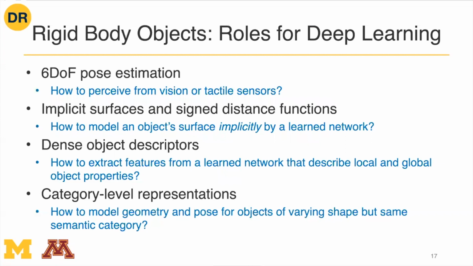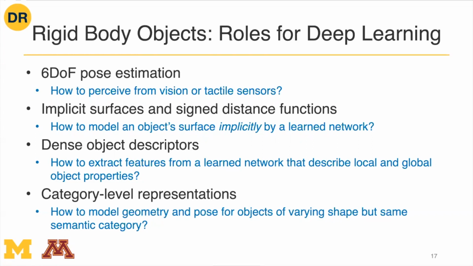So potentially we could, as we've already actually seen, estimate the 6 degree of freedom pose for some rigid body object. So the question here might be, how do we perceive from some visual input or tactile input where these objects are existing within the scene? But these models might assume that you have this explicit representation of an object geometry, and you've defined what the local coordinate frame of that object geometry is to actually estimate the pose.